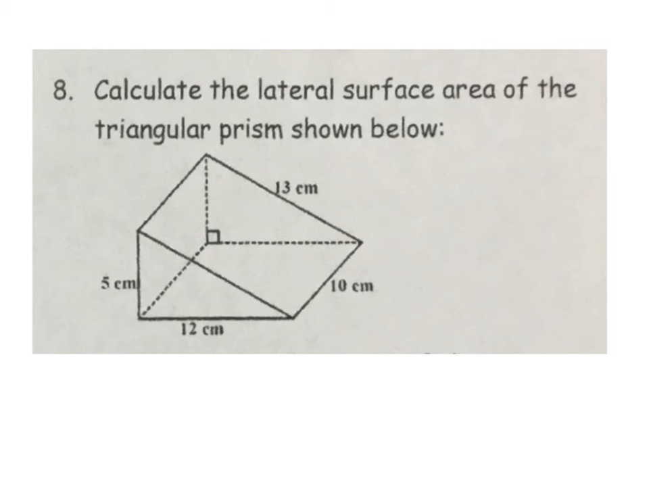Number 8, calculate the lateral surface area of the triangular prism below. Remember, for lateral surface area, all we're looking for is the perimeter of the base multiplied by the height. This is a triangular prism, so my base is the triangle. If that's my base, then the 10 between the two bases is my height. So just find the perimeter and multiply by the height.